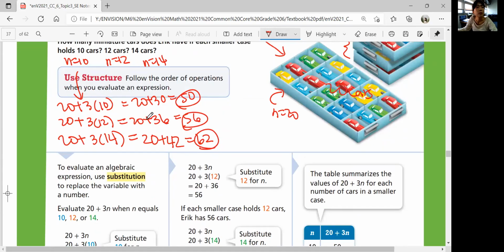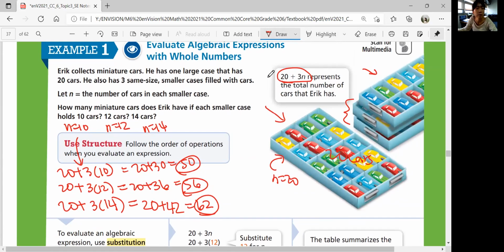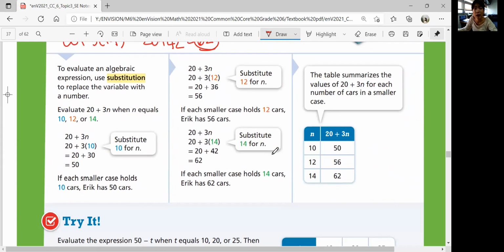So this is called substitution. If n is equal to 10, we plug 10 into the expression instead of n. That is called substitution. You substitute something for another one because they're equal to each other. Plugging those in, we can make a table of values. If n is 10, 20 plus 3n is 50. That's total cards. If n is 12, total 56. If n is 14, total 62.